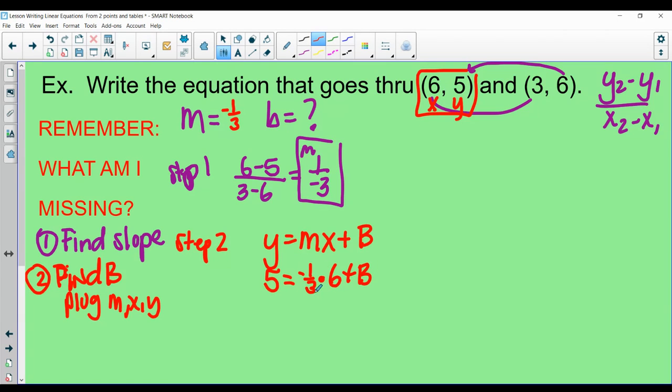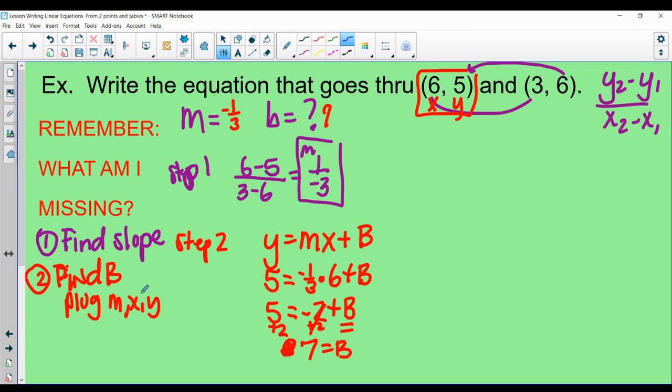Next step, we multiply these two numbers right here. Negative 1/3 times 6, if you do it in your calculator, is negative 2. Bring down the plus b, bring down the 5. Now we need to get b by itself, so I've got to add 2 to the other side. And so 7 is equal to b. Okay, so now I know that b is 7.